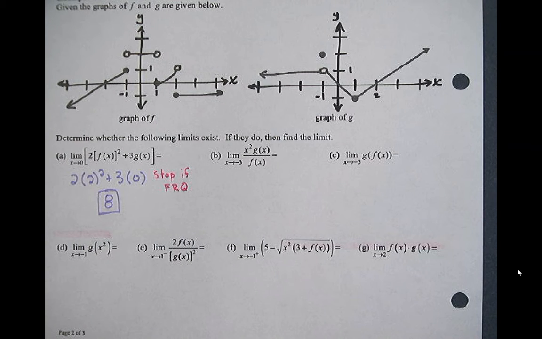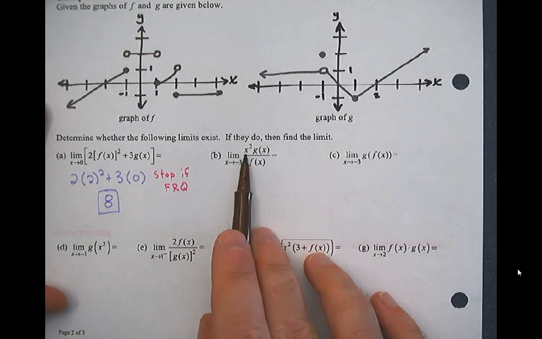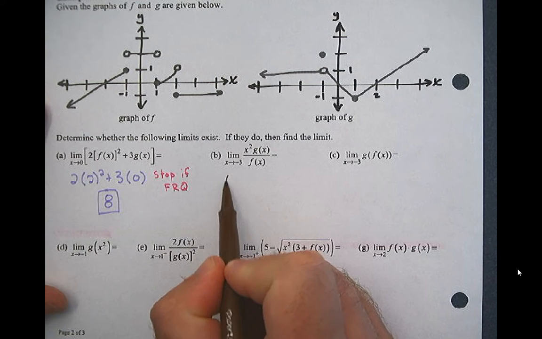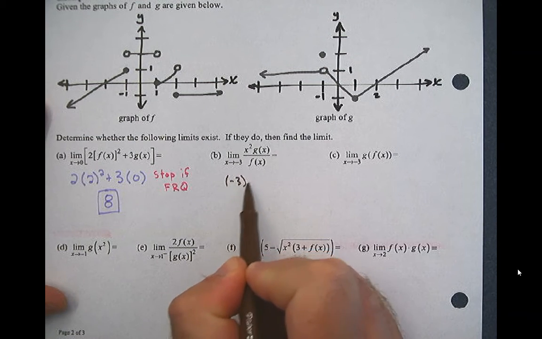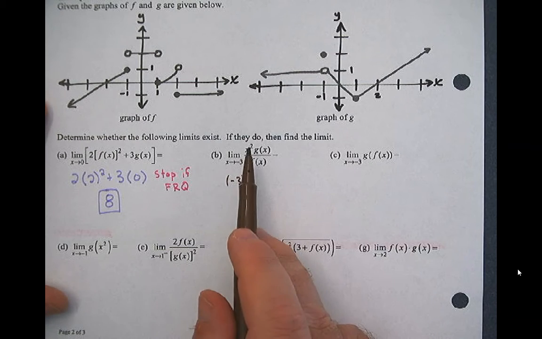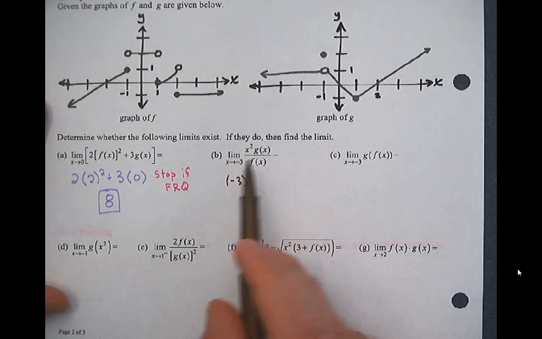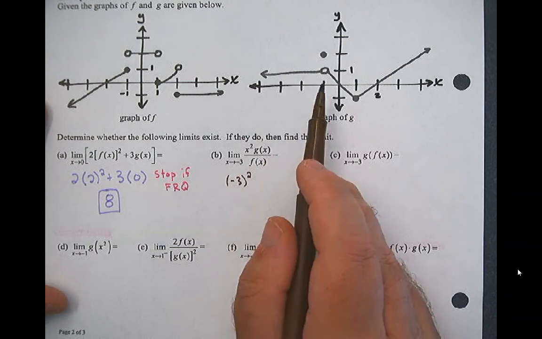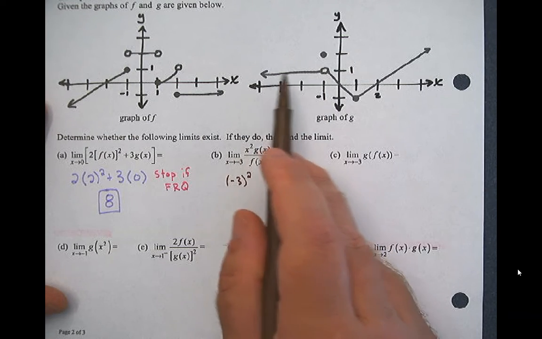Okay, let's have you try the next one. Pause, give it a whirl. Okay, so x squared, that's my function, that's my x value that I'm approaching. I can direct substitute negative 3 in for x, and then I square it. What's the limit of g of x as x approaches negative 3? 1, negative 1, negative 2, negative 3. That's approaching a height of 1.